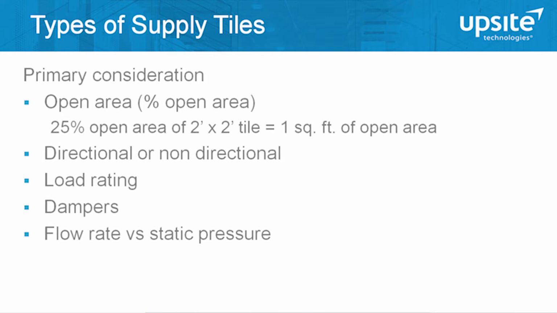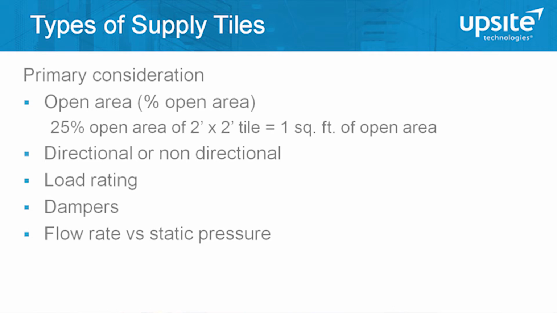Some primary considerations, as I've already mentioned, is open area. And very simply, a 25% open area tile is going to have 1 square foot of open area. 25% of a 4 square foot tile is 1 square foot of holes if you add up all the little holes. And a 50% open area tile, whether it's a grill or a perforated tile, is going to have 2 square feet of open area. Basically, it's the open area that primarily drives how much air will come out of the tile.